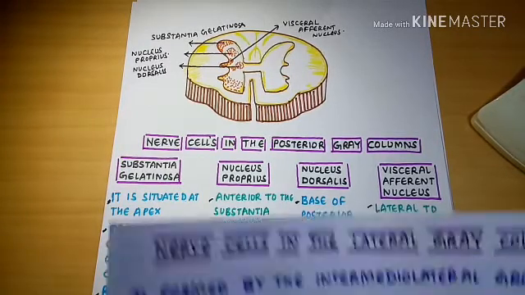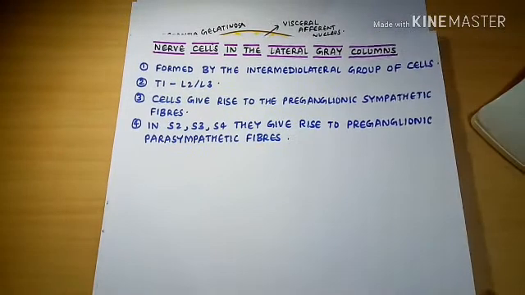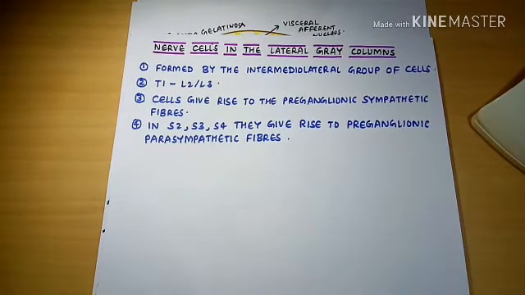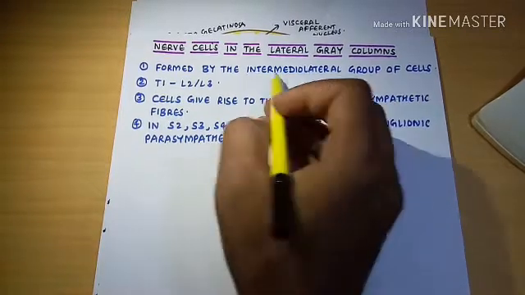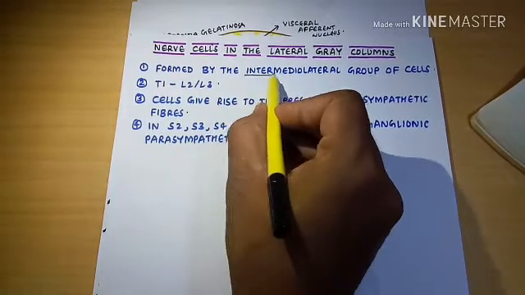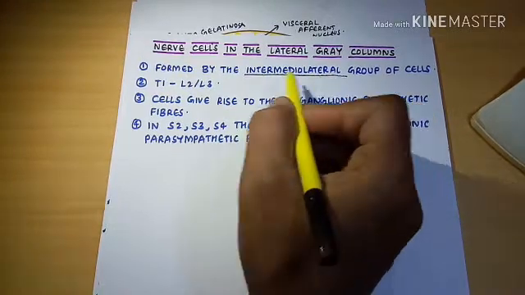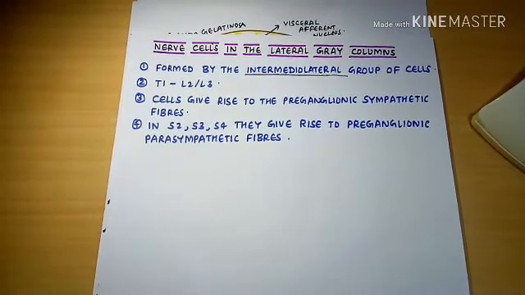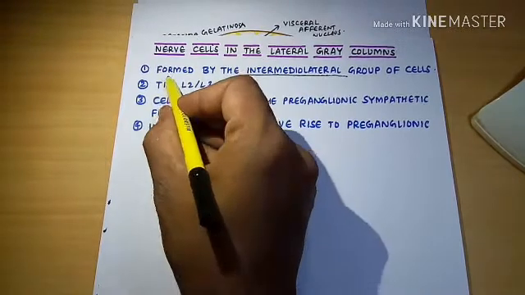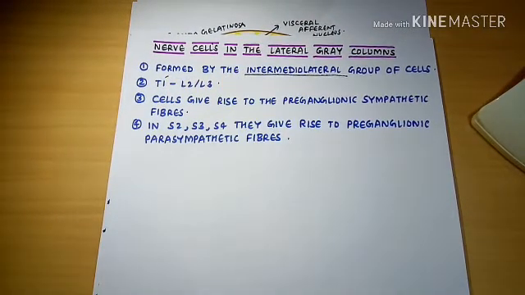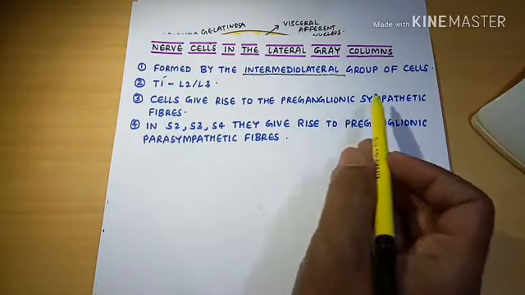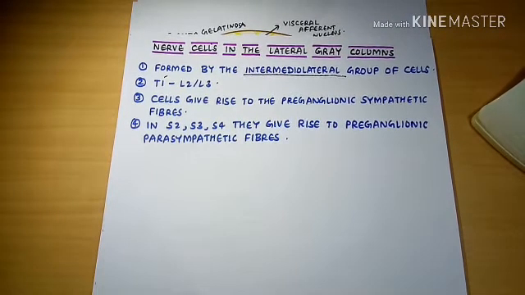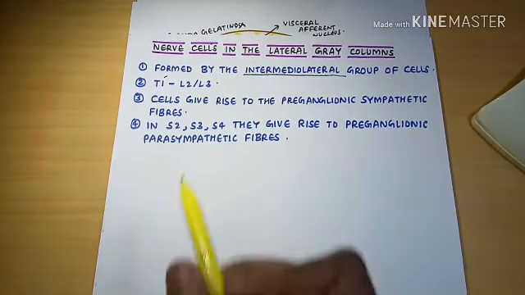So the nerve cells in the lateral gray column are formed by the intermediolateral groups of the cells. It is not present throughout the length of the spinal cord. It starts from the level of thoracic first and ends at the level of lumbar second or lumbar third. The cells give rise to the preganglionic sympathetic fibers, and in cervical second, third and fourth they give rise to the preganglionic parasympathetic fibers.